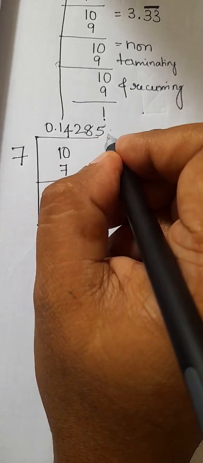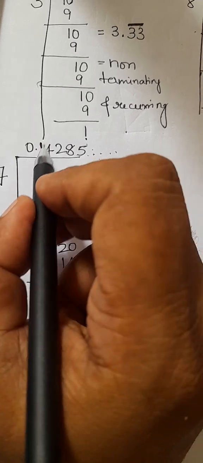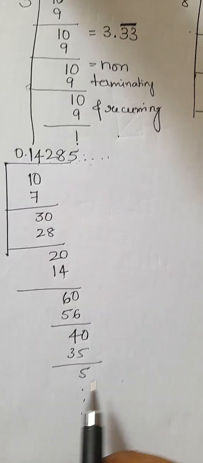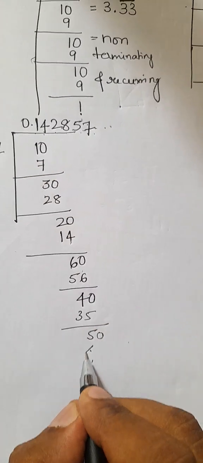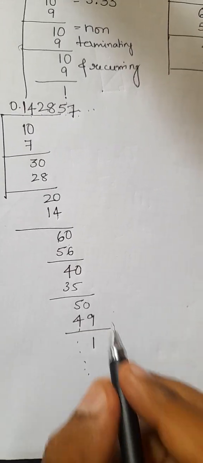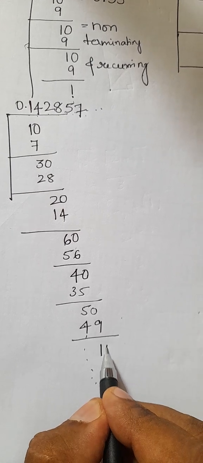And here the numbers are not repeating. Every time you get a different number, right? First you got 1, then 4, then 2, then 8, then 5. Then again if I put 0 here, I get 7, 49. Then again I get 1. Right? Again I get 1. And then again I put 0.